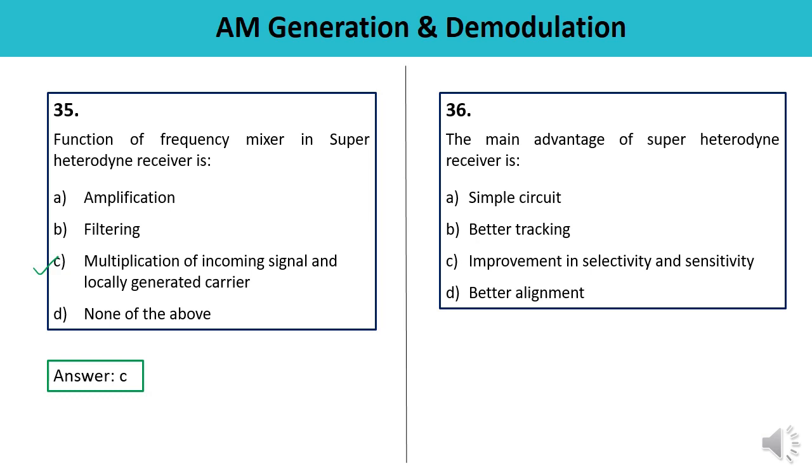The main advantage of superheterodyne receiver is question number 36. So what is the advantage? Simple circuit, better tracking, improvement in selectivity and sensitivity, and better alignment. So the major advantage of superheterodyne receiver is improvement in selectivity and sensitivity. Answer is C.